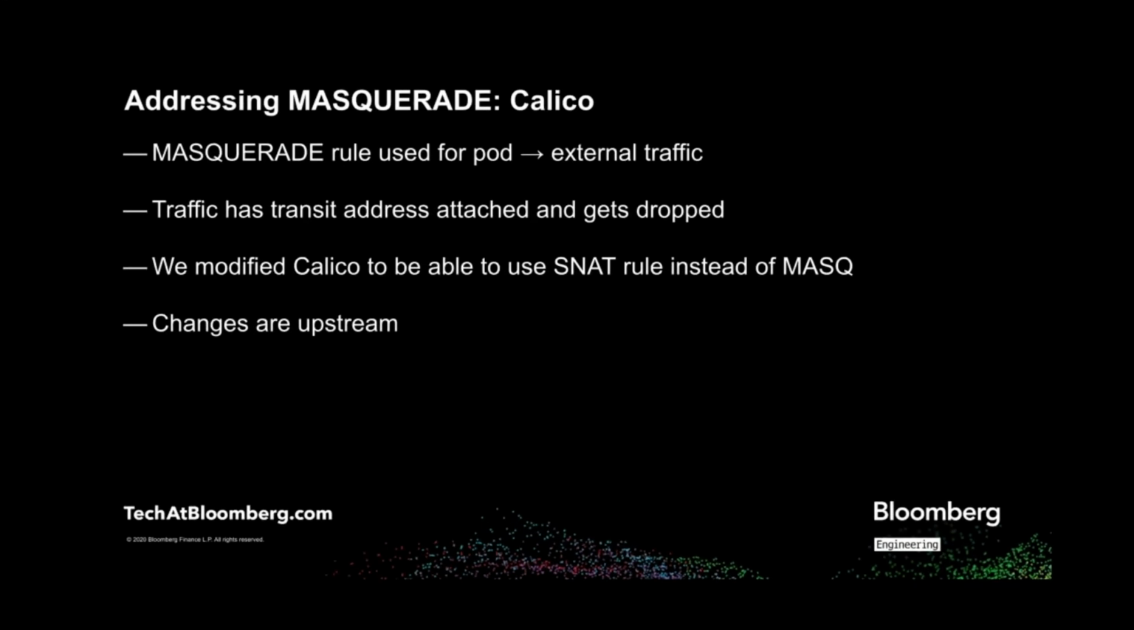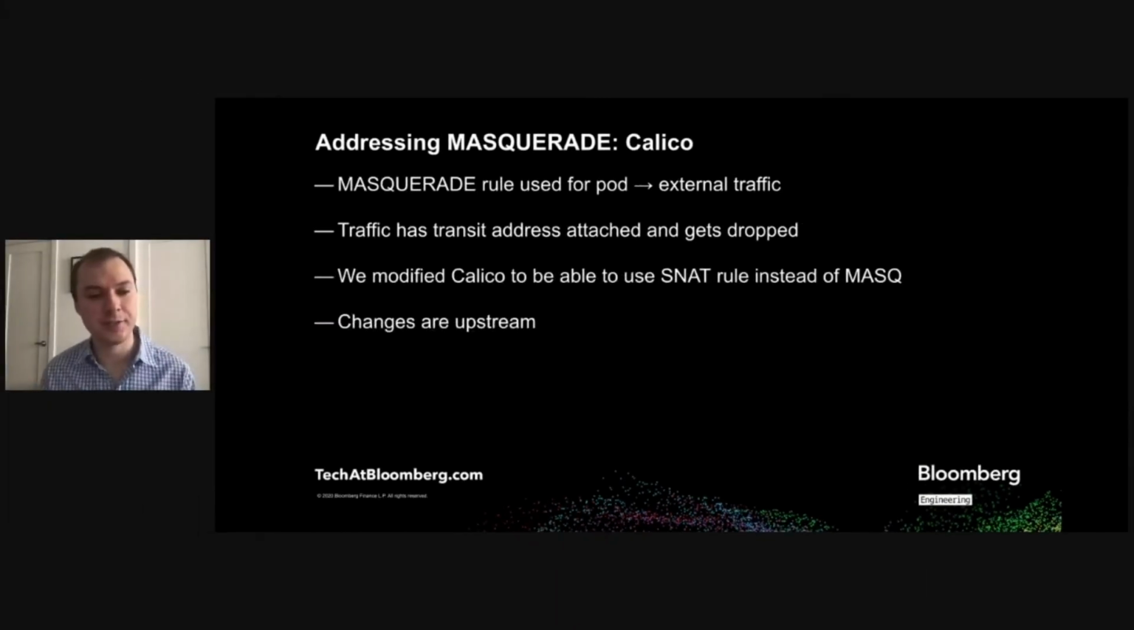So in Calico, addressing Masquerade is somewhat easy. What we did was we modified Calico node to accept as a parameter to its config an IP address to be used for an SNAT rule. And we upstreamed those changes. So if anyone else is running in a similar setup, that's something that you can use.